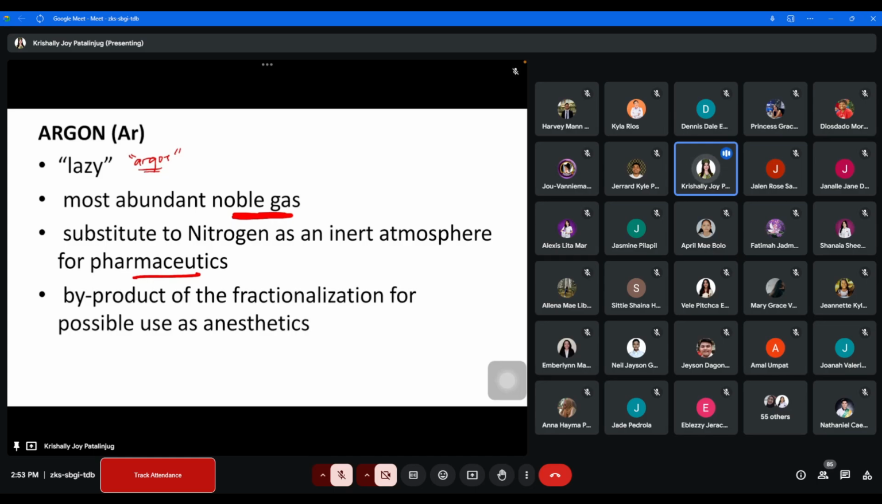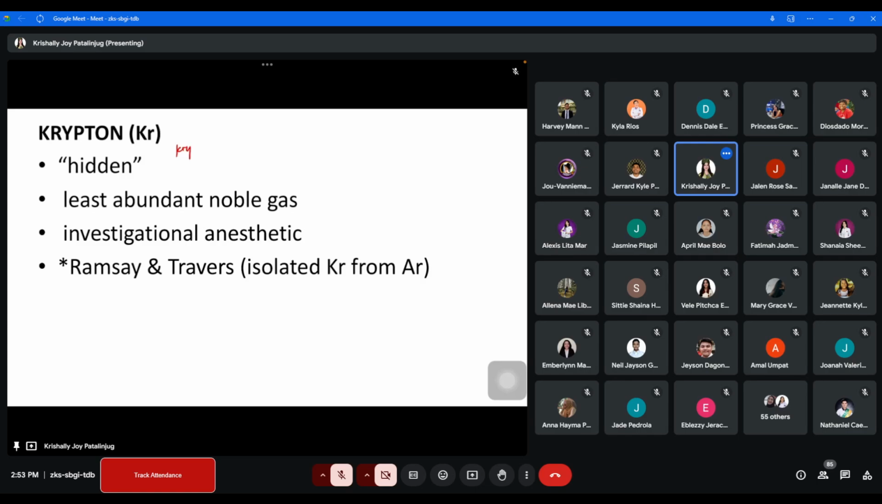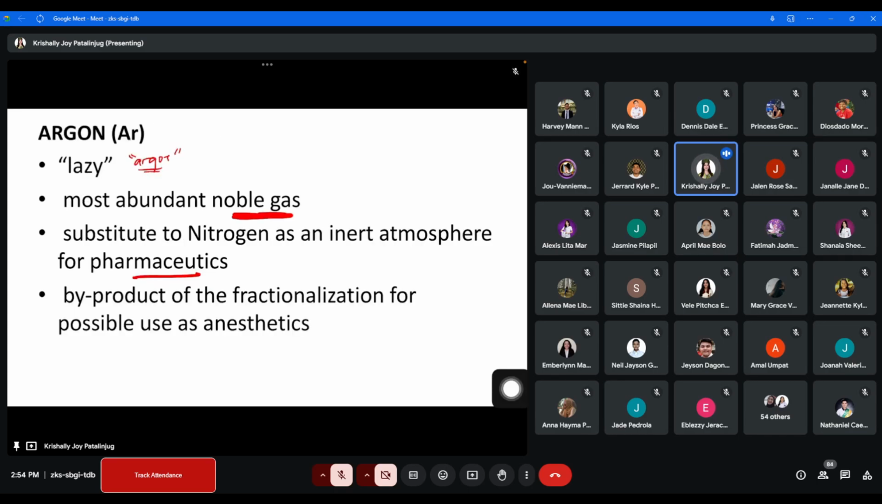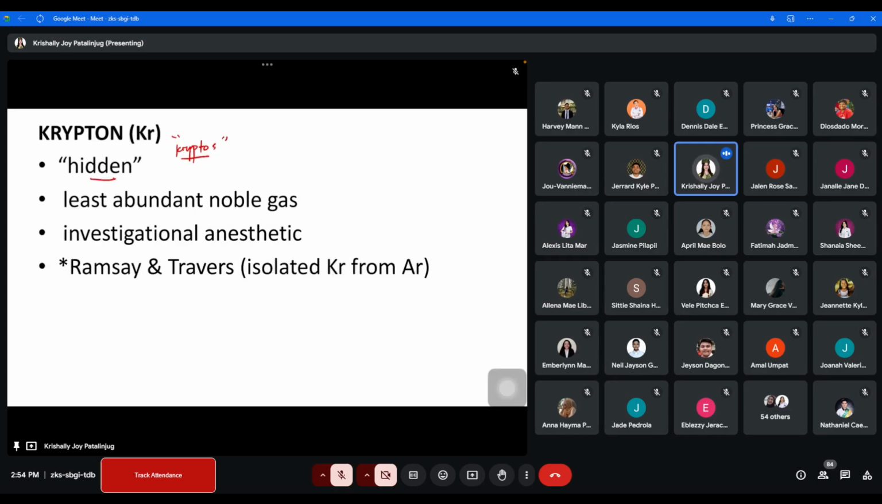Krypton, it comes from the word cryptos. Okay, cryptos, ibig sabihin secret, hidden. Ayan. Least abundant naman siya na noble gas. So, ito, most abundant ang argon, least abundant ang krypton, an investigational anesthetic.